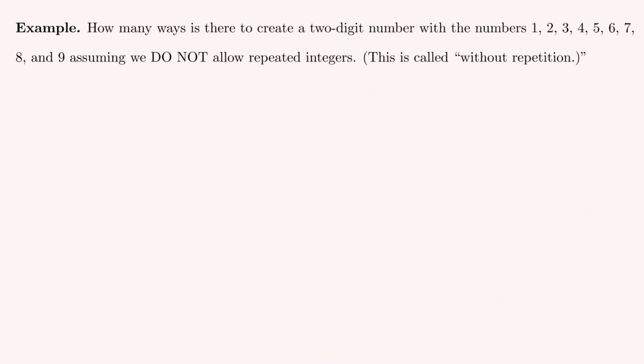In our next example, we're asked how many ways there are to create, again, a 2-digit number. And here we're asked to use the digits 1, 2, 3, 4, 5, 6, 7, 8, and 9. And then they add the caveat that we do not allow repeated integers, said more efficiently in future problems, without repetition.